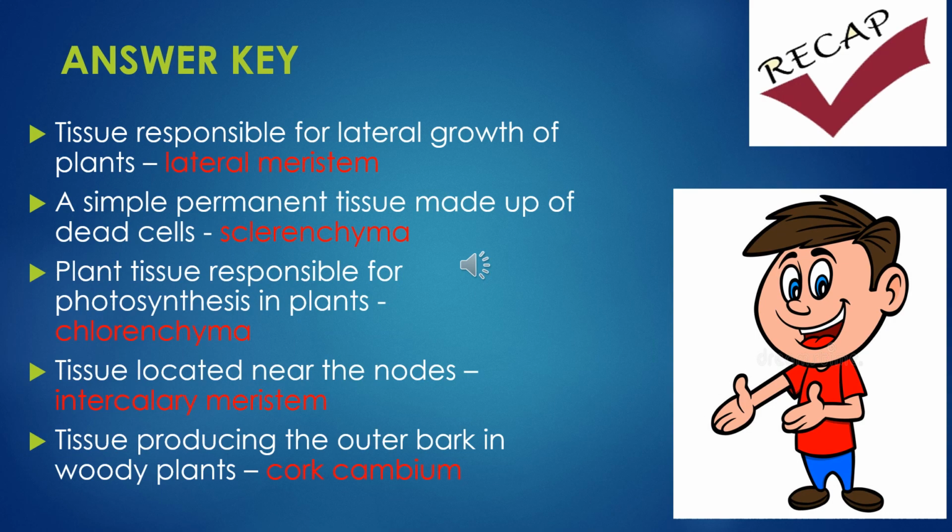Here is the answer key to the previous slide. Tissue responsible for lateral growth of the plant: lateral meristem. A simple permanent tissue made up of dead cells: sclerenchyma. Plant tissue responsible for photosynthesis in plants: chlorenchyma. Tissue located near the nodes: intercalary meristem. Tissue producing the outer bark in woody plants: cork cambium.